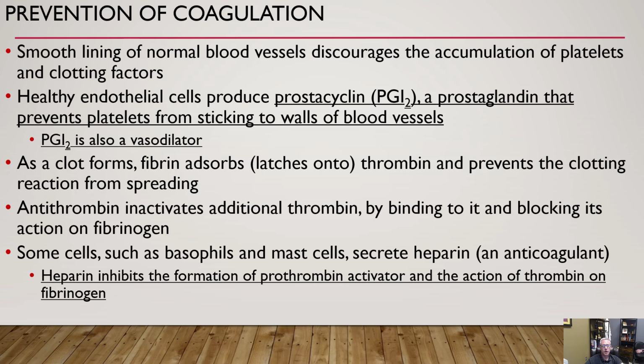All right, so if we have a defect or an alteration or malfunction of this PGI2, remember PGI2, it's a vasodilator, and it prevents platelets from sticking to the walls of the blood vessel. So if we have a defect of PGI2, this prostacyclin, this defect would lead to vasoconstriction, or constriction of your blood vessels, as well as abnormal blood clotting.